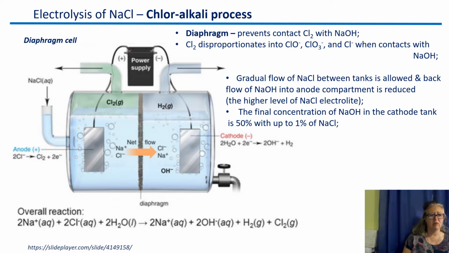The electrolysis of sodium chloride on the industrial scale is called the chloralkali process, named after the two principal products, chlorine and sodium hydroxide. In the diaphragm cell, this is the diaphragm, chlorine is produced in the anode compartment, and hydrogen and sodium hydroxide are produced in the cathode one.